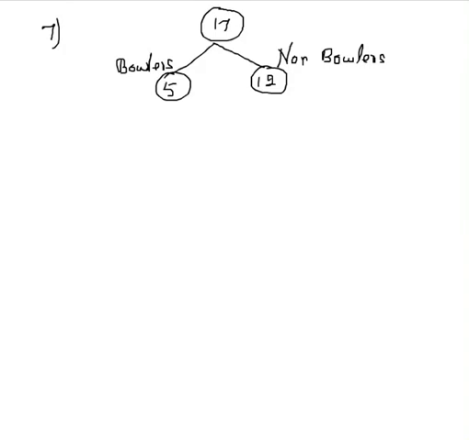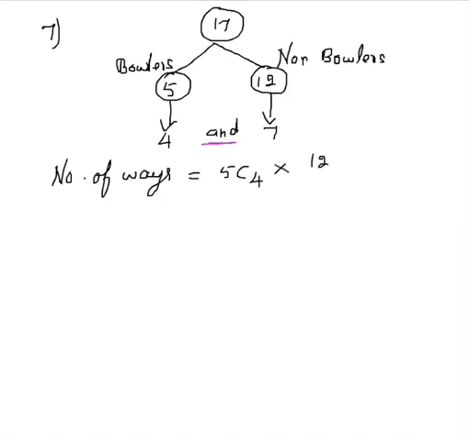We are selecting a team of 11. This team must include exactly 4 bowlers. So we need to select 4 bowlers. So the remaining, 11 minus 4 is 7, 7 players we have to select from the non-bowlers group. Total number of ways will be, we can select 4 bowlers out of 5 in 5C4 ways, only selection here, and we need to select 7 from the non-bowlers group out of 12 players, times 12C7.